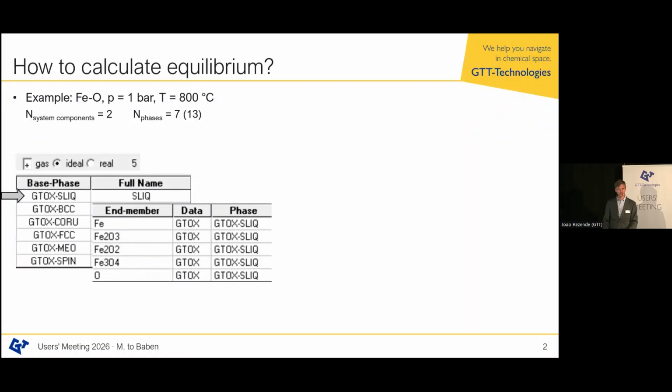with, and I have counted the number of phases, which is not that difficult in this case. It's 7, and if you also include the I and J options, so miscibility gaps, 13 phases would be included in the Gibbs minimization itself. Okay, now if you look into the slick phase, you will see that there are these 5 different end members.